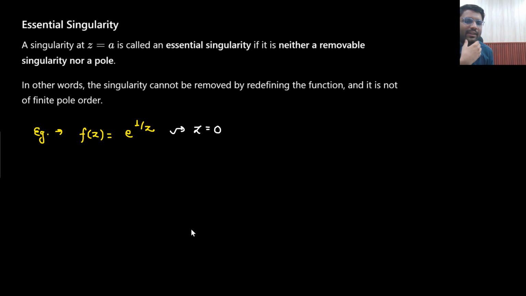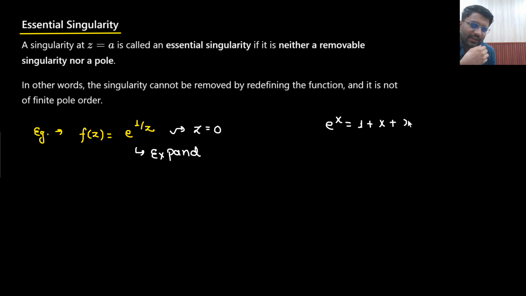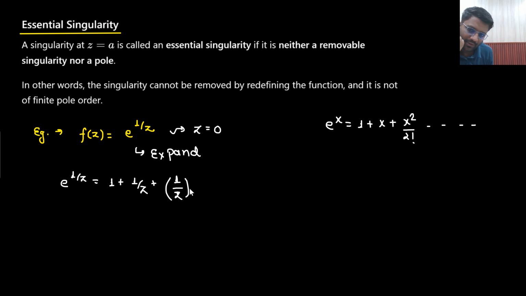In essential singularity, for whatever examples you are going to see, you can find the expansion. Can you expand this function? Absolutely, I know the expansion of e to the power x, that is 1 plus x plus x square by 2 factorial and so on. So the expansion of e to the power 1 by z would be 1 plus 1 by z plus (1 by z) whole square divided by 2 factorial plus (1 by z) to the power 3 divided by 3 factorial and so on.